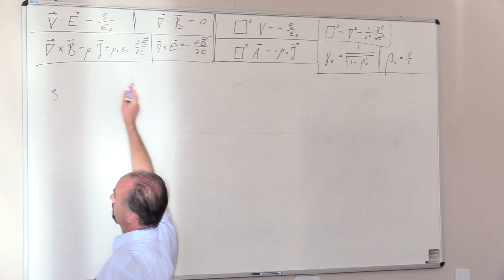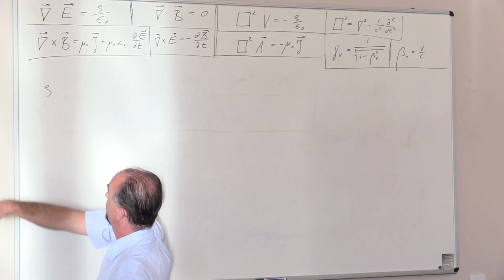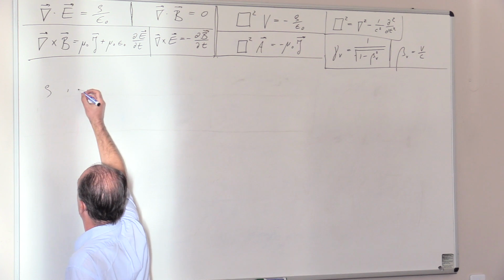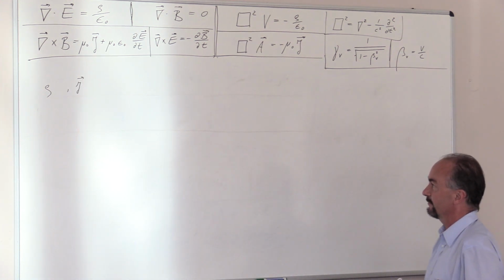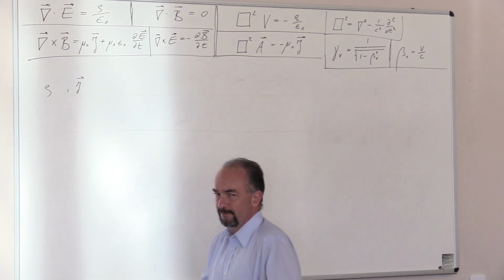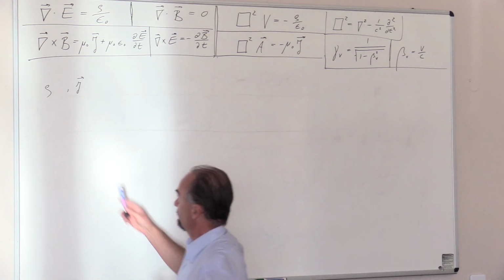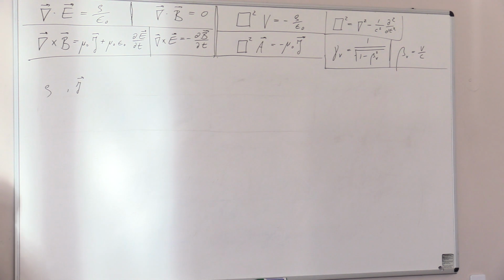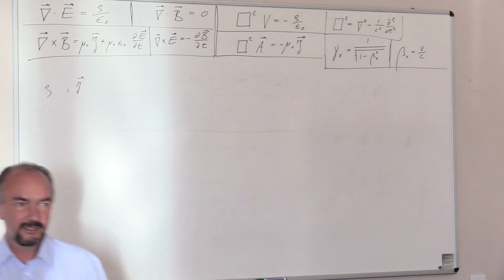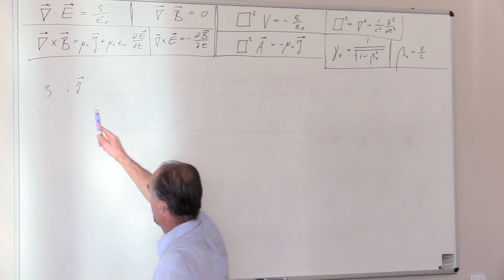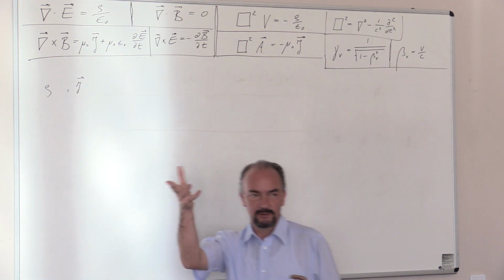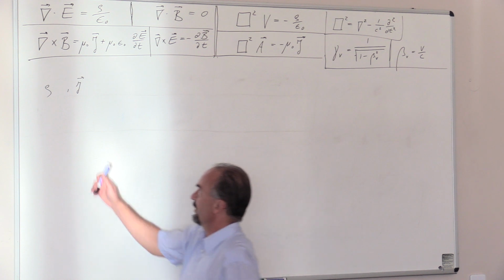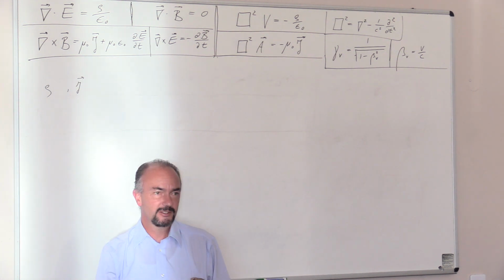So we need to connect the field tensor to rho and the current density. And the first thing you might expect is that we want to write everything in 4-vectors. J is a 3-vector, but there's J and rho. Rho is just a scalar, so maybe we combine these into a 4-vector.